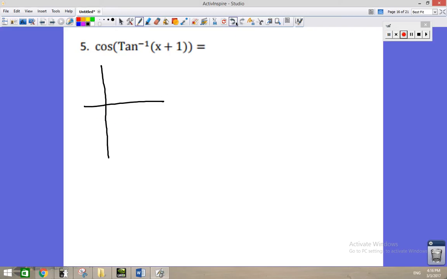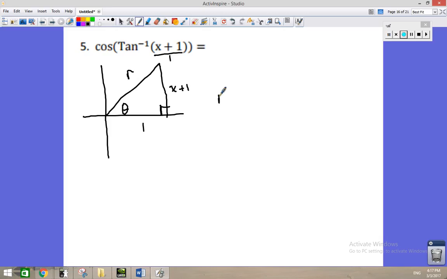Alright, so let's do this inverse tangent, either in quadrant 1 or quadrant 4. Let's assume that it's a positive angle measure and that we're in quadrant 1. Let's write x plus 1 over 1. By the Pythagorean theorem, let this r be the square root of x plus 1 squared plus 1 squared. I'm just going to leave it like that. The cosine of theta is equal to 1 over that, but I have to rationalize that denominator.